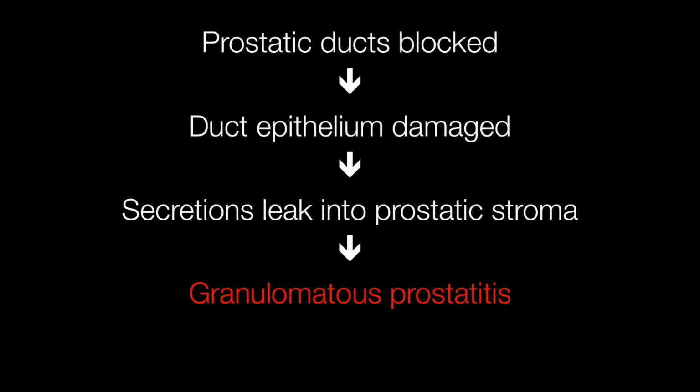Granulomatous prostatitis may occur when the prostatic ducts become blocked. The duct epithelium then becomes damaged, and this allows secretions from the prostate, cellular debris, sperm, corpora amylacea, etc. to leak into the prostatic stroma, resulting in a granulomatous inflammatory response with fibrosis.